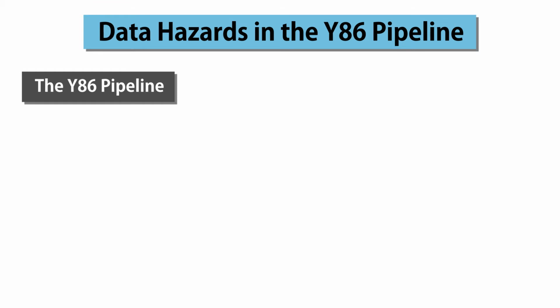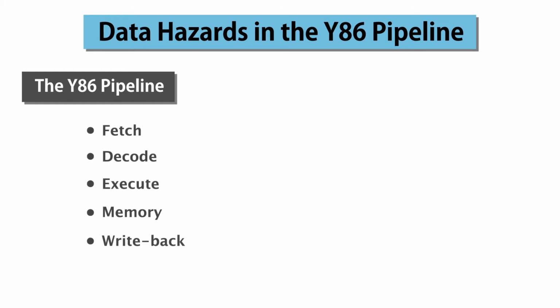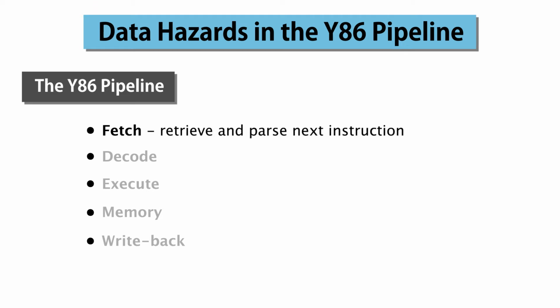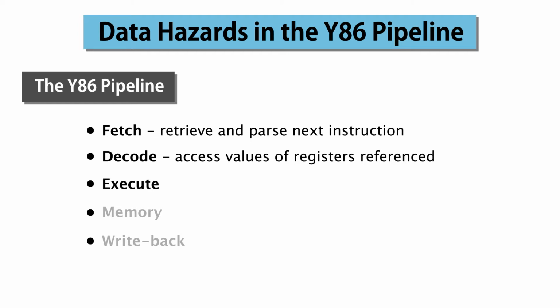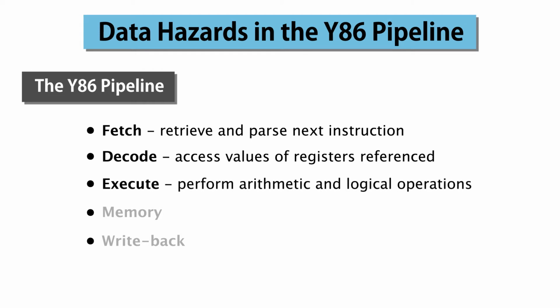The Y86 pipeline contains the 5 stages shown here. Executing an instruction means moving through these 5 stages. In the fetch stage, we retrieve from memory the next instruction to be executed, that is, the one pointed to by the program counter, and break it into its component fields. The decode stage is where we retrieve from the register file the values of any registers required in this instruction's execution. In the execute stage, we invoke the ALU to perform any arithmetic and logical operations required by the instruction. We also set the condition codes, if called for by the instruction.